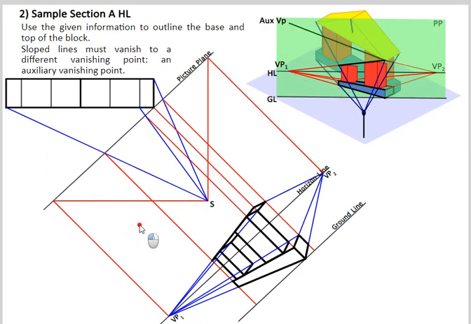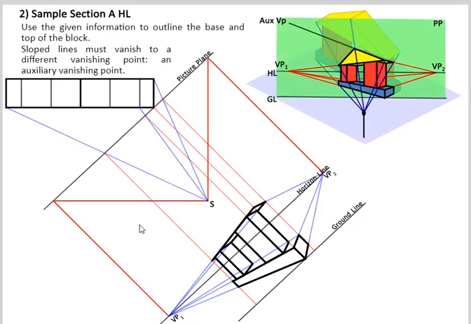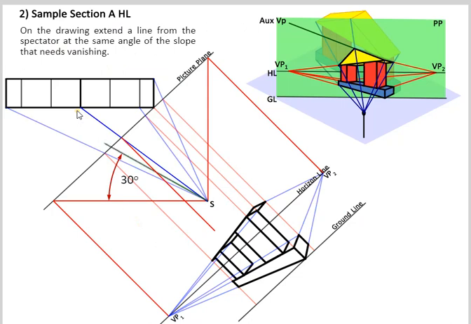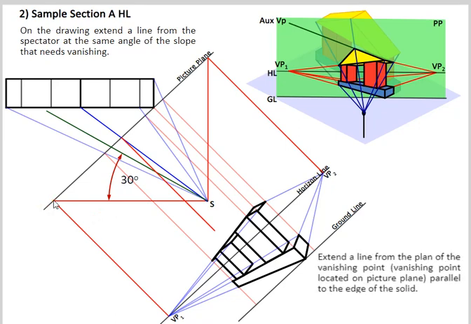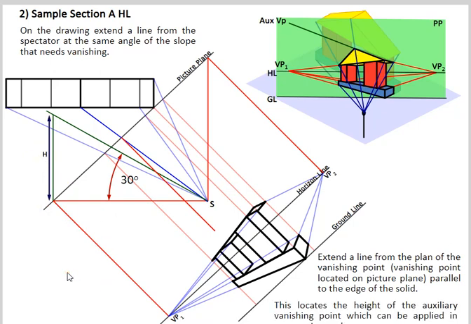Now, if we set up the angle here, in this case we've brought down this point here onto the picture plane, so we've brought it down onto perspective, so we know the top of the roof is here somewhere. We've constructed our 30-degree angle, so from this point here we'll be drawing a line up at 90 degrees, and this is our height. So this is our height for our auxiliary vanishing point.